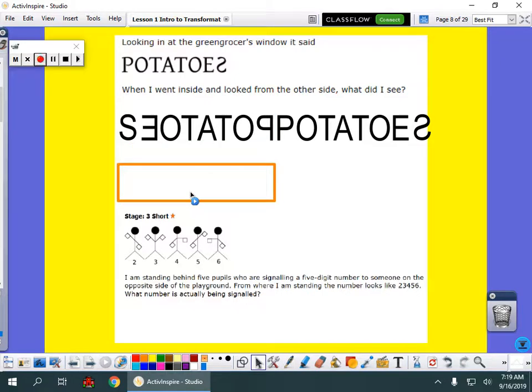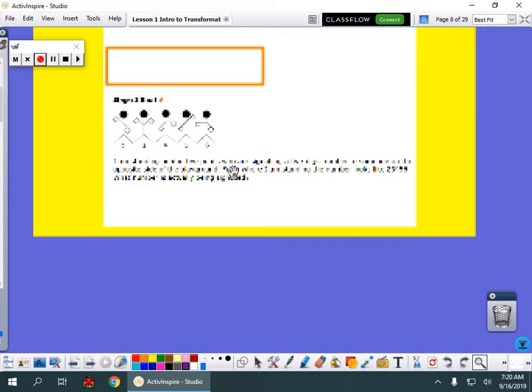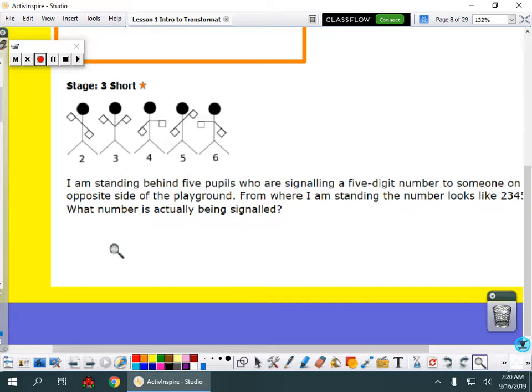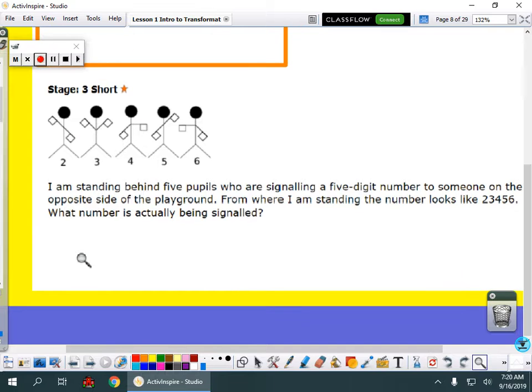It would look something like that, right? Some of you are a lot better at kind of visualizing this. And this one is always a challenge for students. It's kind of fun. Here we have some flags. So I'm standing behind 5 pupils who are signaling a 5-digit number to someone on the opposite side of the playground. From where I'm standing, the number looks like 2, 3, 4, 5, 6. What number is actually being signaled?